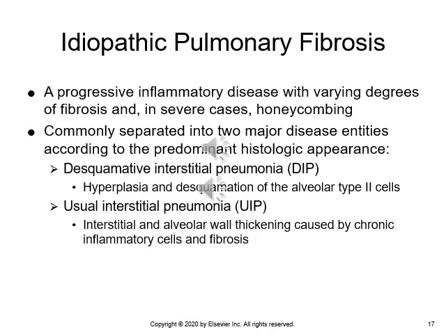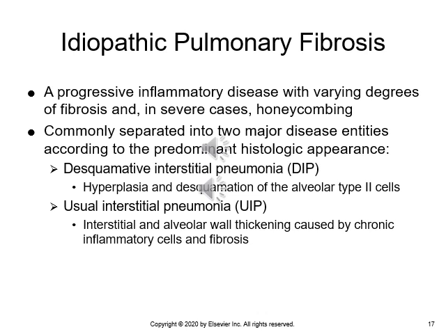Idiopathic pulmonary fibrosis is a progressive inflammatory disease with varying degrees of fibrosis and in severe cases honeycombing. The precise cause is unknown. Although idiopathic pulmonary fibrosis is the term most frequently used in this disorder, numerous other names appear in the literature, such as acute interstitial fibrosis of the lung, cryptogenic fibrosing alveolitis, Hammond-Rich syndrome, honeycombing lung, interstitial fibrosis, and interstitial pneumonitis.